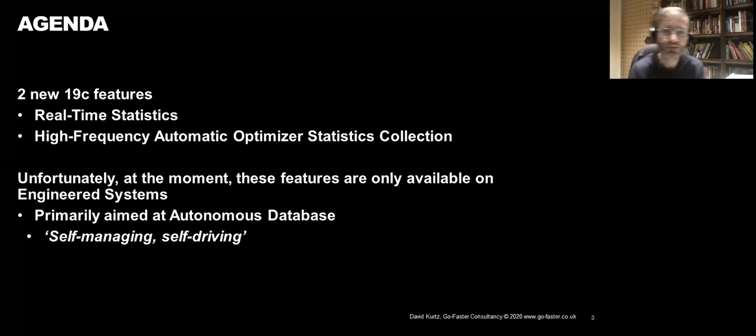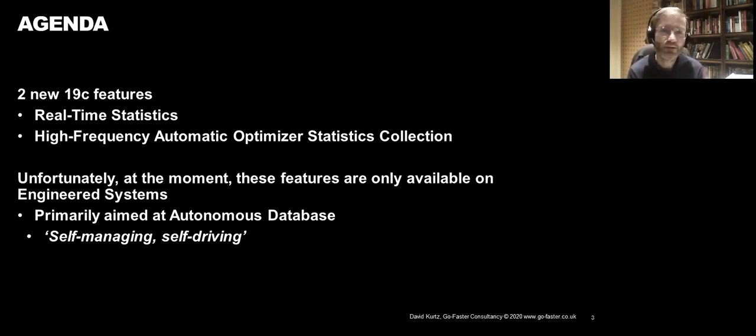So these two new features in Oracle 19C are also of interest to me. I'm going to say right up front that real-time stats and high-frequency automatic stats collection are only available on engineered systems. I think they're primarily aimed at the autonomous database. They're all part of Oracle's self-managing, self-driving story. Autonomous is built on Exadata, and therefore it's available on other Exadata platforms. It's a pity it's not available more widely.